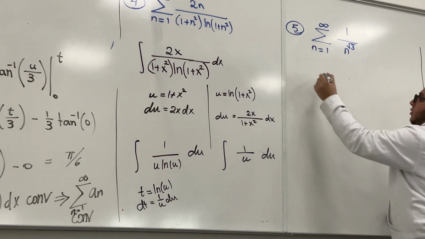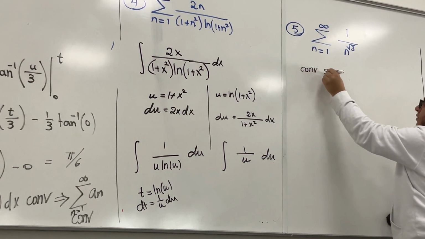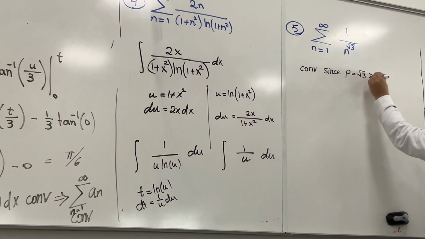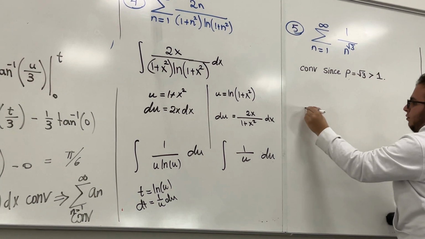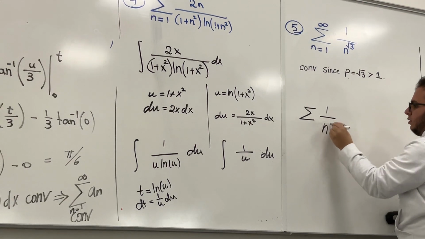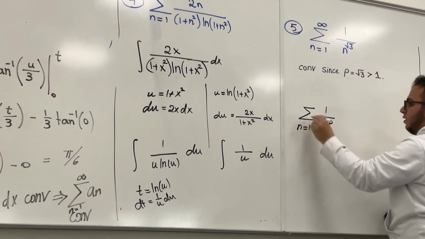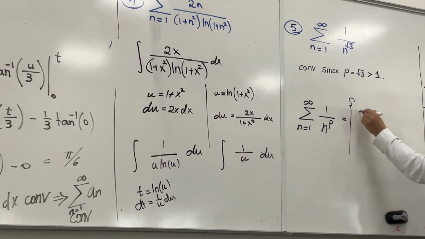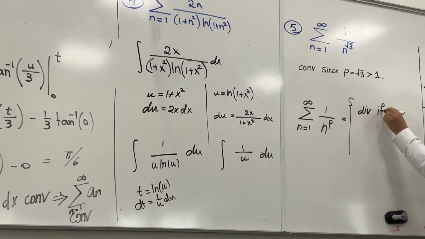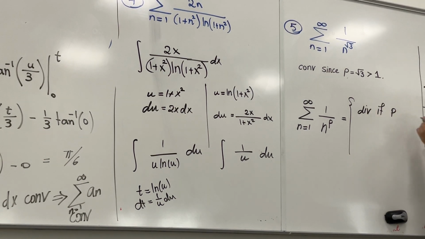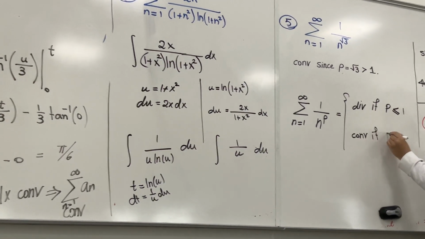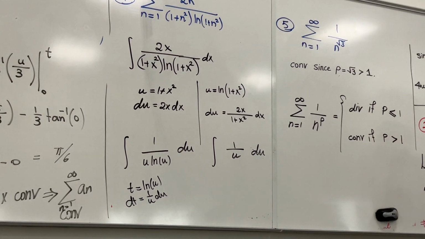So this converges since p equals root 3, which is larger than 1. Remember, if you forgot this, this is exactly like p integration, but the series version. This diverges if p is what? Less than or equal to 1. Converges if p is larger than 1.